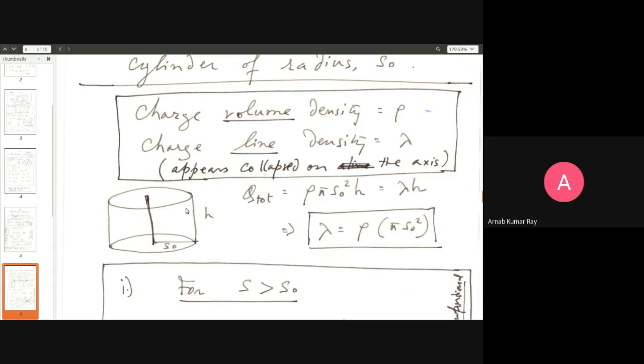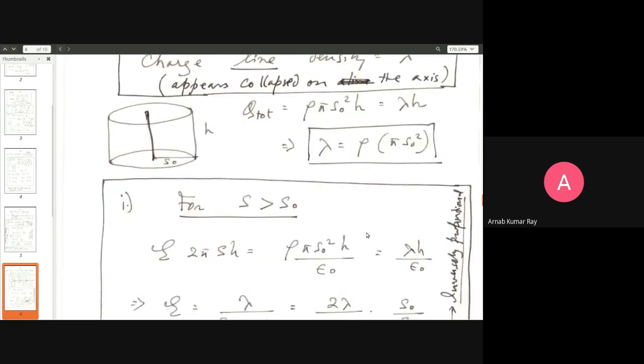That into rho is the total charge enclosed. But if you look at the same cylinder as a collapsed line of charges along the axis of the cylinder, then the same thing could also be written as lambda into H. So total charge within the cylinder can be written in two ways, but since they're the same thing, if you equate these two, the H's will cancel on both sides and lambda is equal to rho into pi S naught squared. So that's one important point of information that we shall use later for our algebraic manipulations, the relationship between the line charge density and the volume charge density.